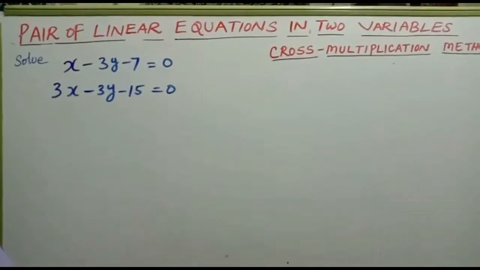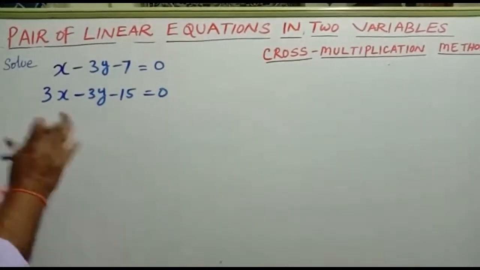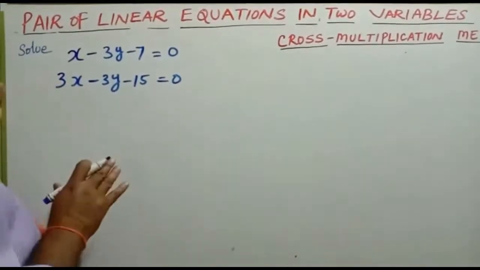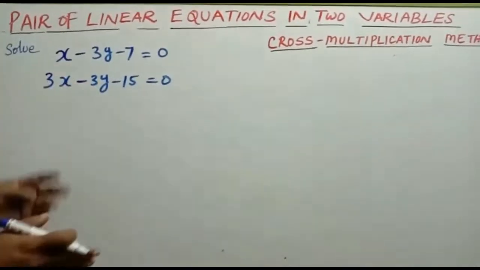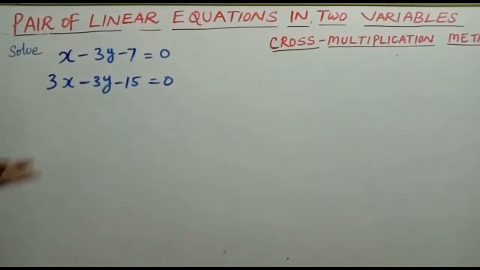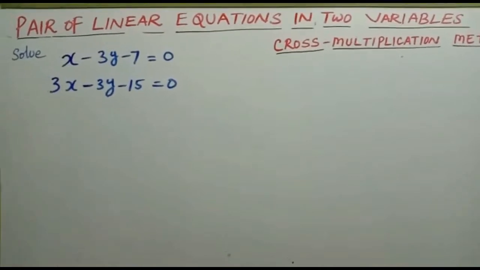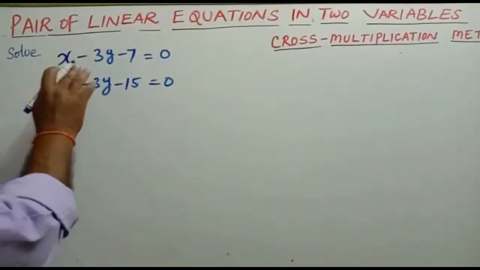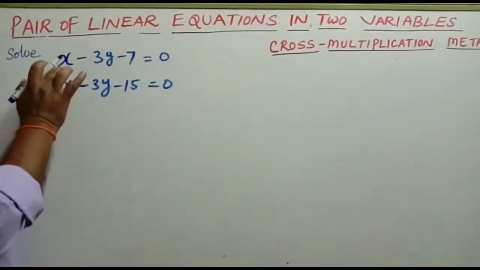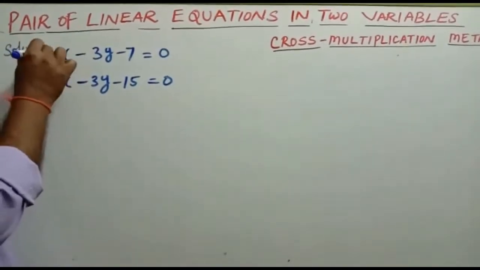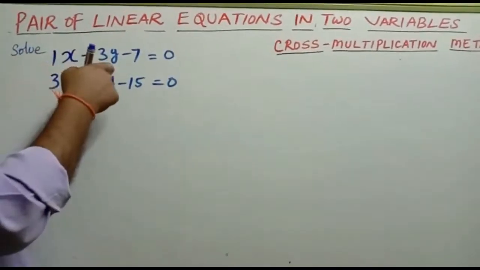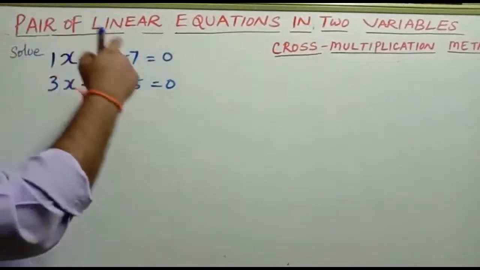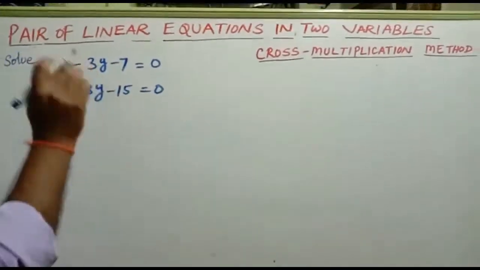One more sum, pair of linear equations in two variables. So first of all, what is the first step? Writing the general form. Already it is in general form, no need to write. Now, what are the coefficients we have to find? What is the coefficient of x? There is no number, in the sense 1. In the second equation 3. The y coefficients are minus 3, minus 3. My constants are minus 7, minus 15.